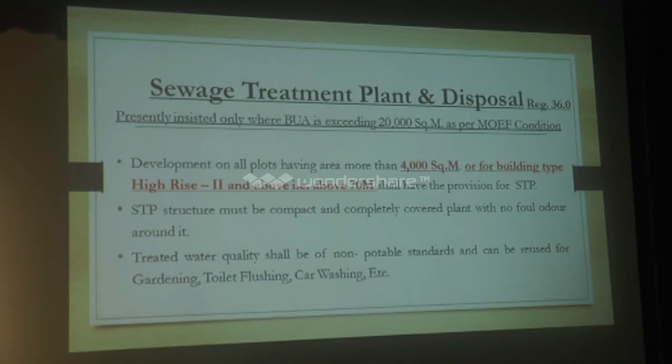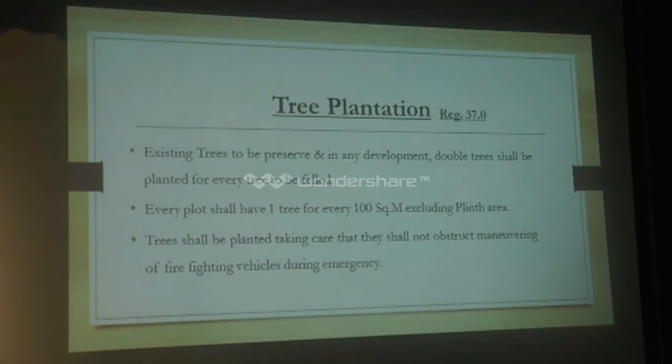So, STP plants and disposal. Presently, it is insisted only where the built area is more than 20,000 square meters as per MoEF condition. Now, development of all plots having area more than 4,000 square meters, or for a building type of high-rise that is above 70 meters, this is made mandatory. The STP structure must be compact and completely covered with a plant and with no foul odor around it. Treated water quality shall be of non-potable standard and can be used for gardening, flushing, or car washing, etc.